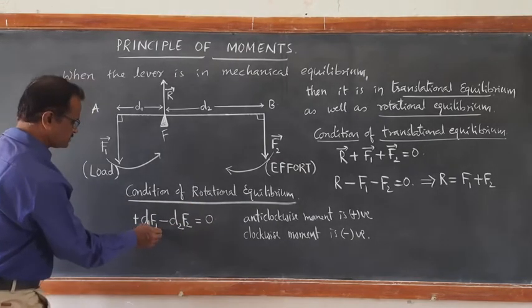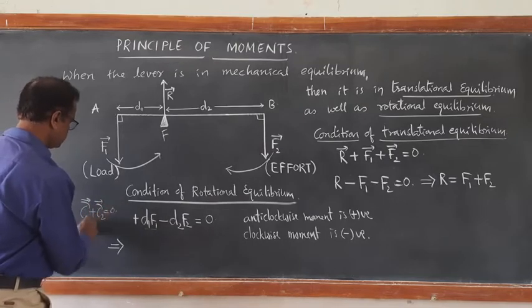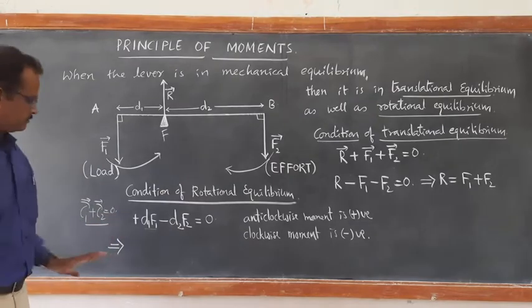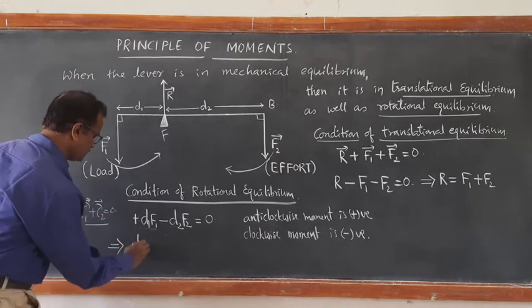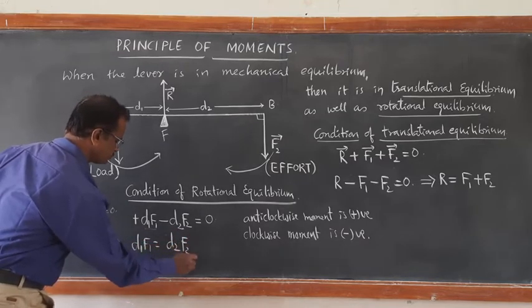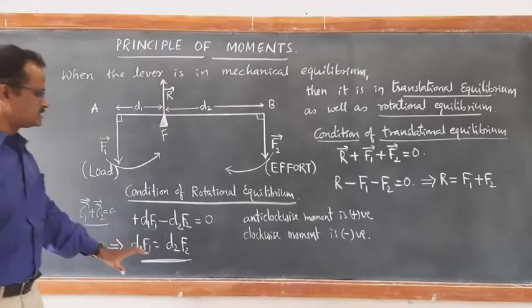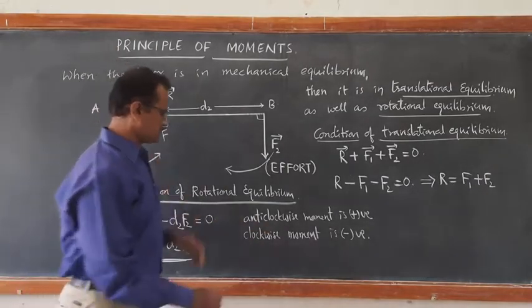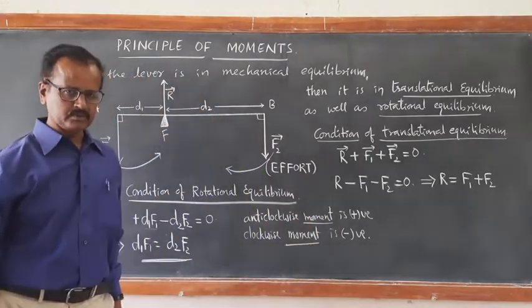If D1 F1 is tau 1 and D2 F2 is tau 2, so sum of the torques is equal to 0. So this is the condition of rotational equilibrium. So that values I have written here. So this implies D1 F1 is equal to D2 F2. So this gives us a very important principle, that is called as principle of moments. These are the anti-clockwise moments and clockwise moment respectively.